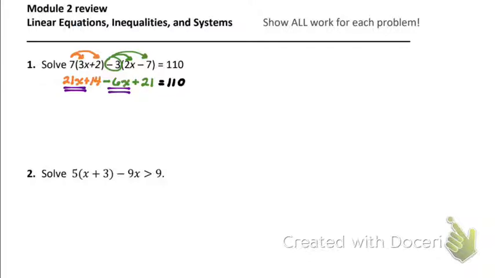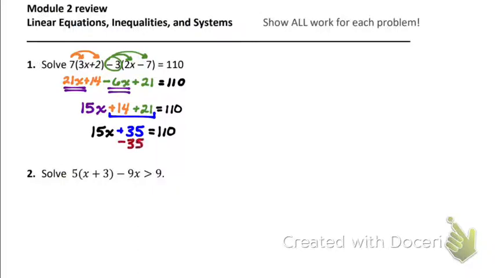So this right here, when I look at it, it says 21x, or 21 apples, minus 6 apples. What is 21 apples minus 6 apples? 15. So this would become a 15x plus 14 plus 21 equals 110. I'm going to combine these two pieces together. What's 14 plus 21? 35. So 15x plus 35 equals 110.